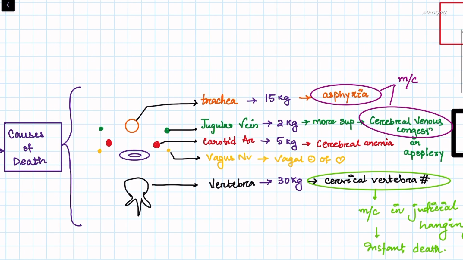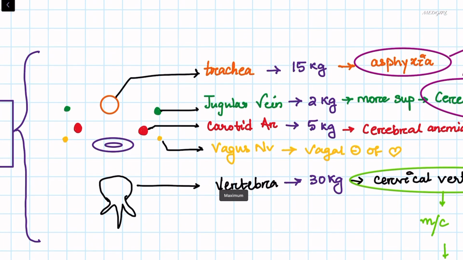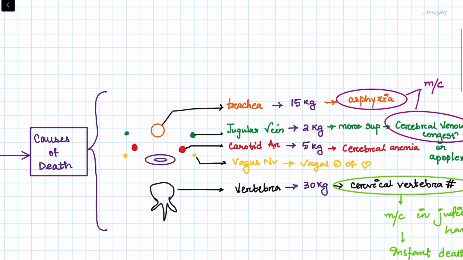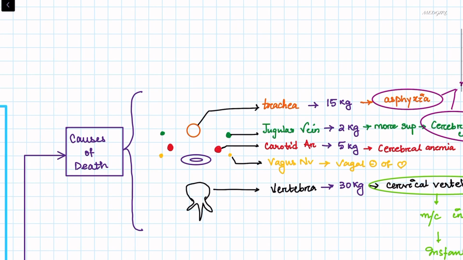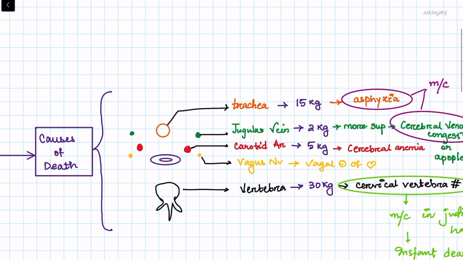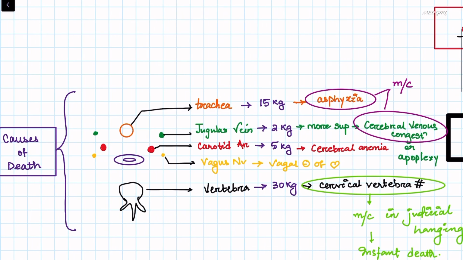Then coming to the causes of death, we will see how the compression forces act in this asphyxia. So here we have the trachea, jugular vein, carotid artery, vagus nerve, and the vertebra. Trachea: the weight required for compression is 15 kg, and the cause of death here is asphyxia. Jugular vein: it is 2 kg, more superficial, and compression causes cerebral venous congestion or apoplexy.